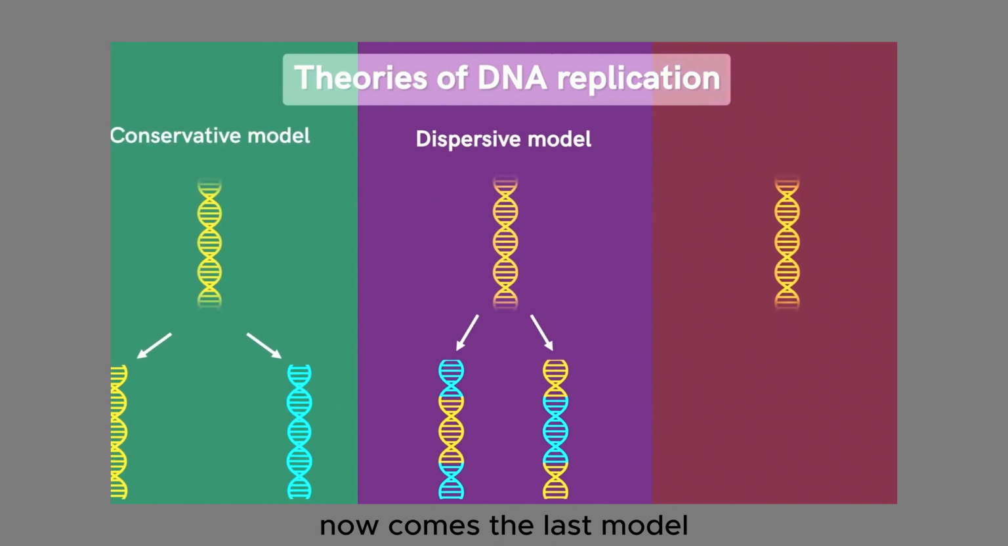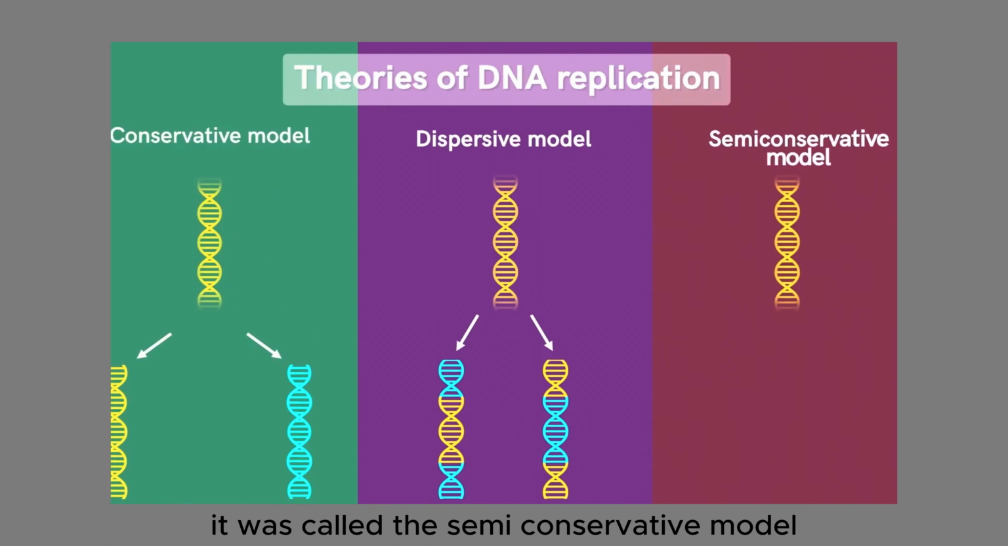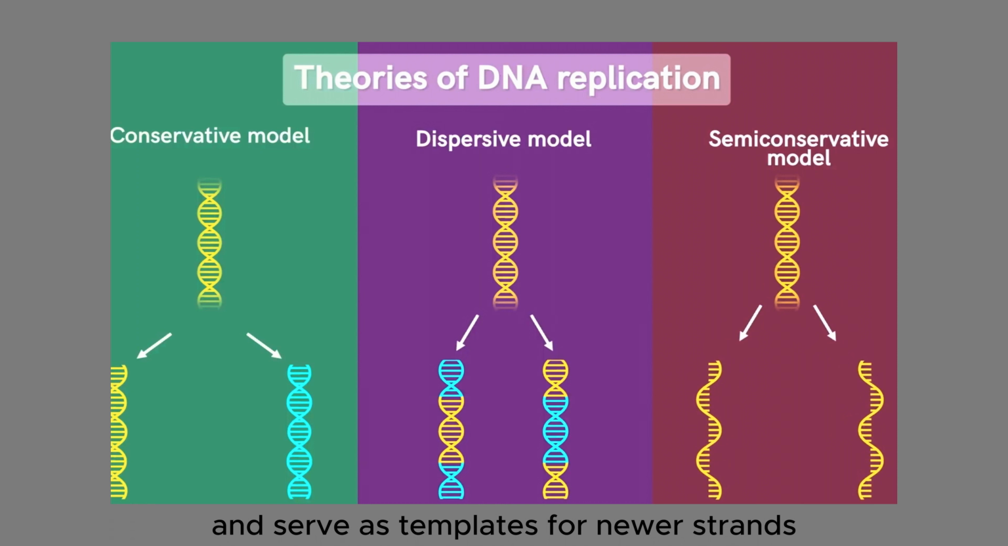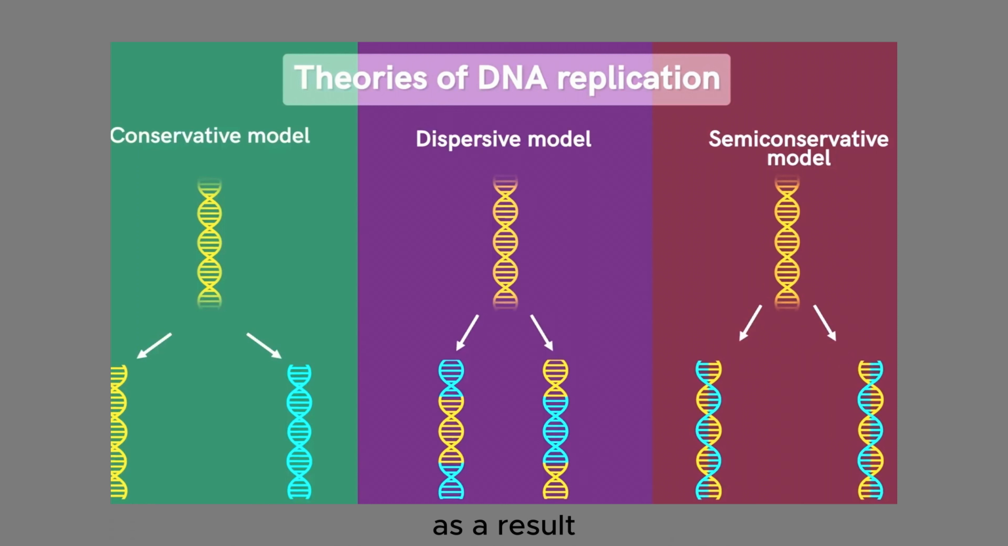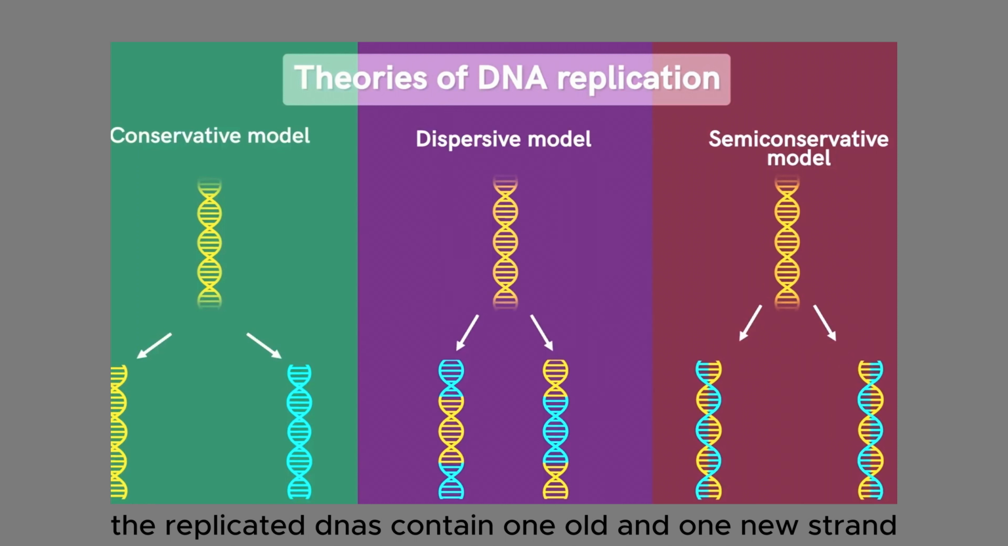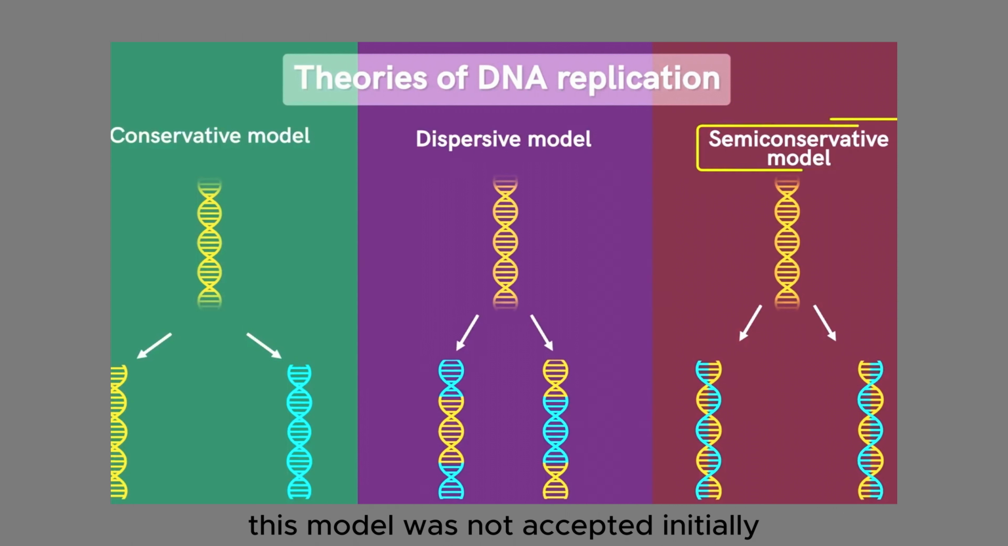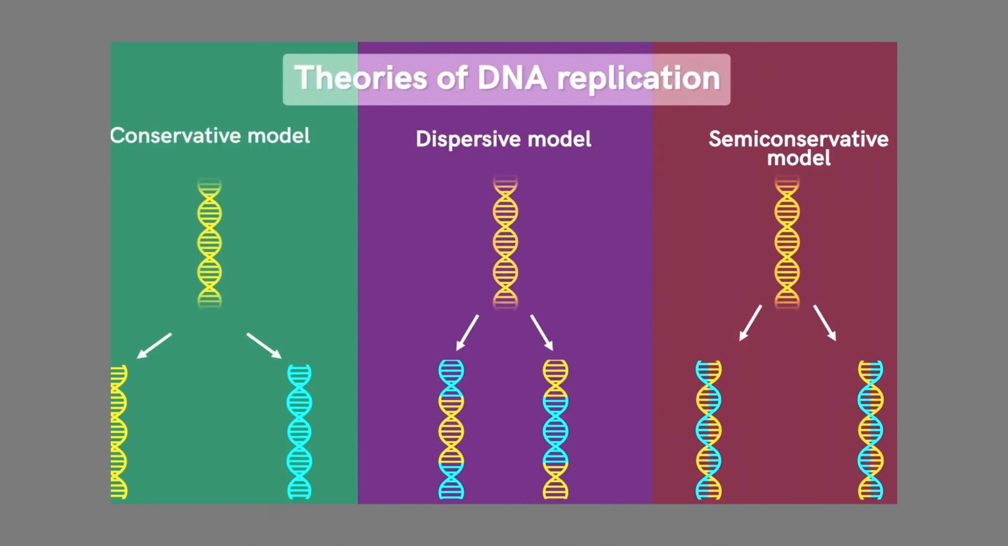Now comes the last model. It was called the semi-conservative model of replication. The model suggests that the two strands of DNA unwind and serve as templates for new strands. As a result, the replicated DNAs contain one old and one new strand. Hence the name semi-conservative. Nevertheless, this model was not accepted initially when put forth by Watson and Crick.